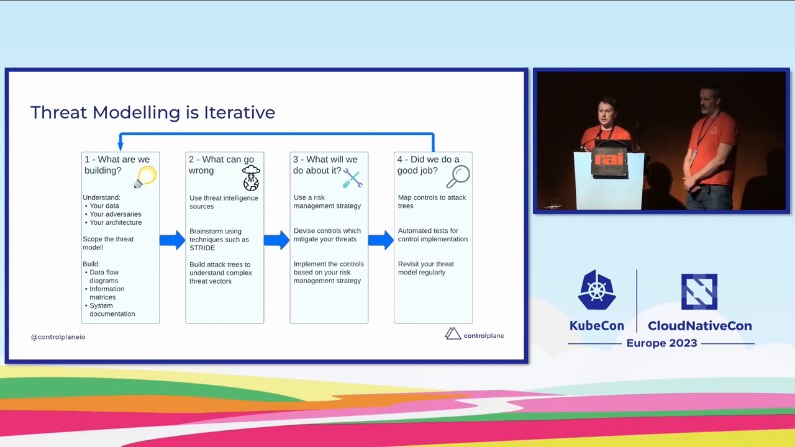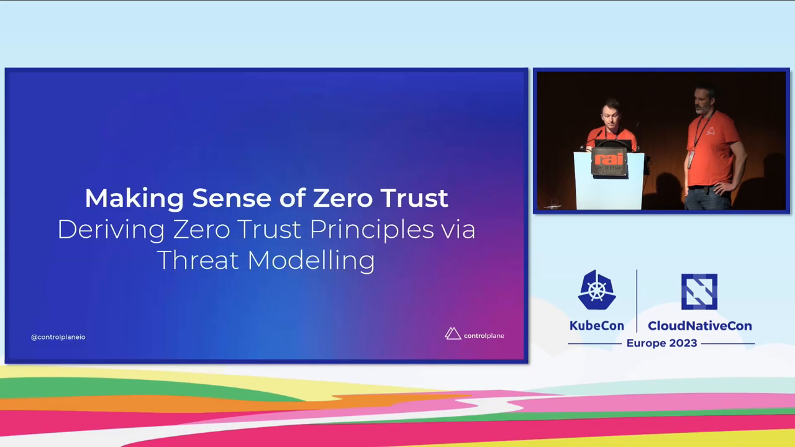That's the next step. We need to minimize our residual risks. And then finally, threat modeling is iterative. We need to be constantly asking, are we doing a good job? Are our controls effective? Do we have effective automated tests which tell us whether our controls are working?